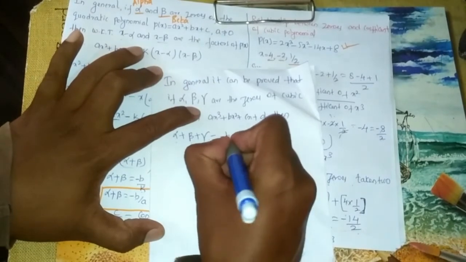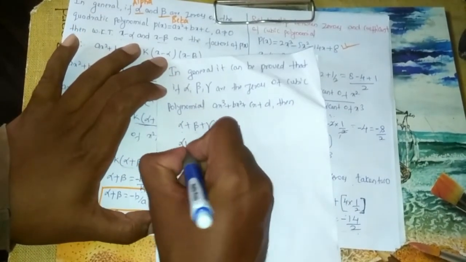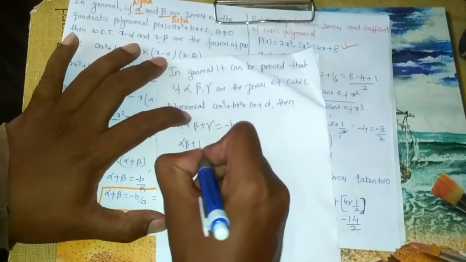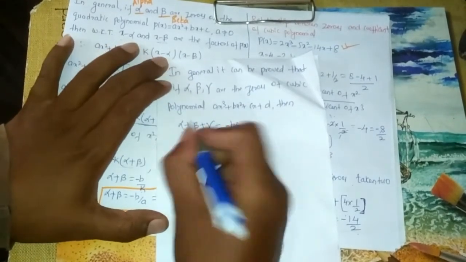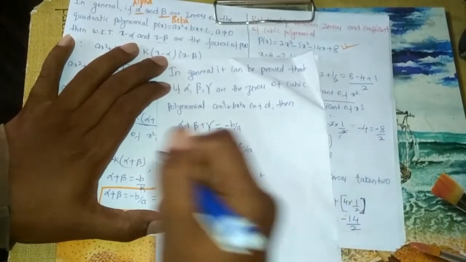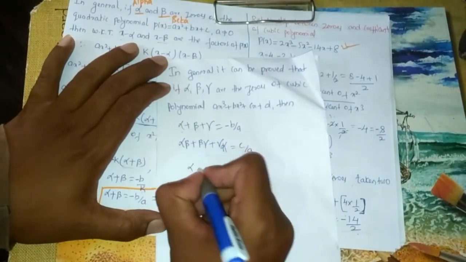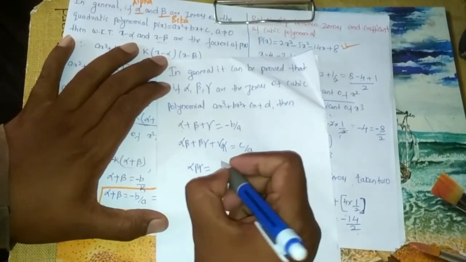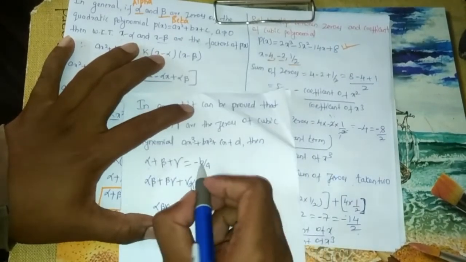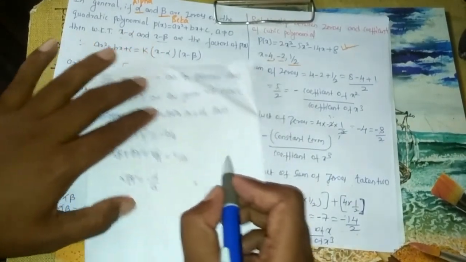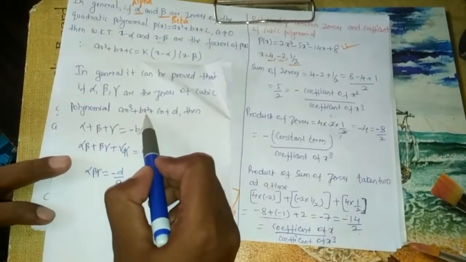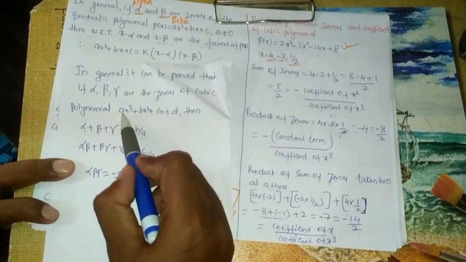we have the sum of zeros, alpha plus beta plus gamma, as minus b by a, and sum of the product taken two at a time, that is alpha into beta plus beta into gamma plus gamma into alpha, will give c by a, and the product alpha beta gamma, product of zeros, will give us minus d by a, where b is the coefficient of x square, a is coefficient of x cube.